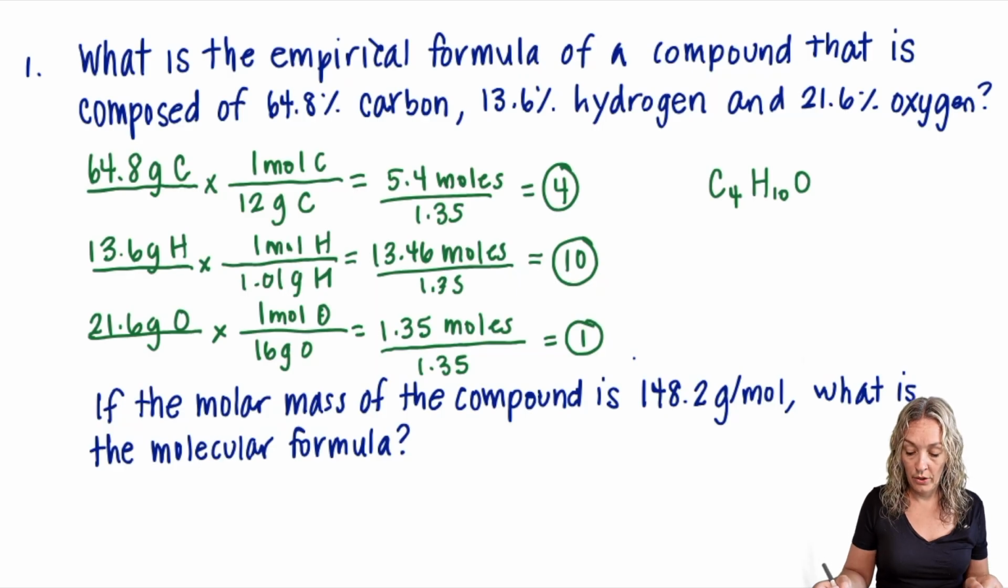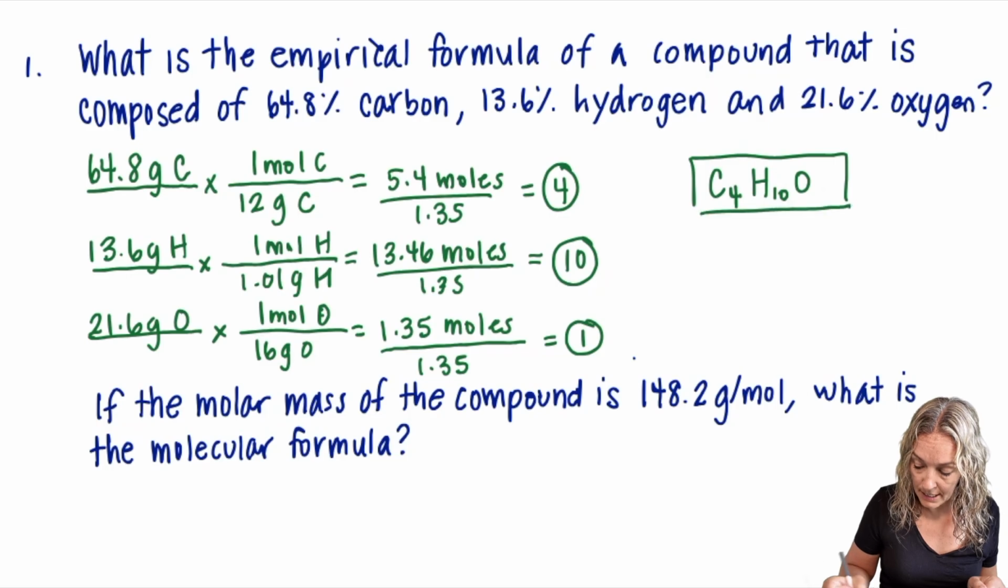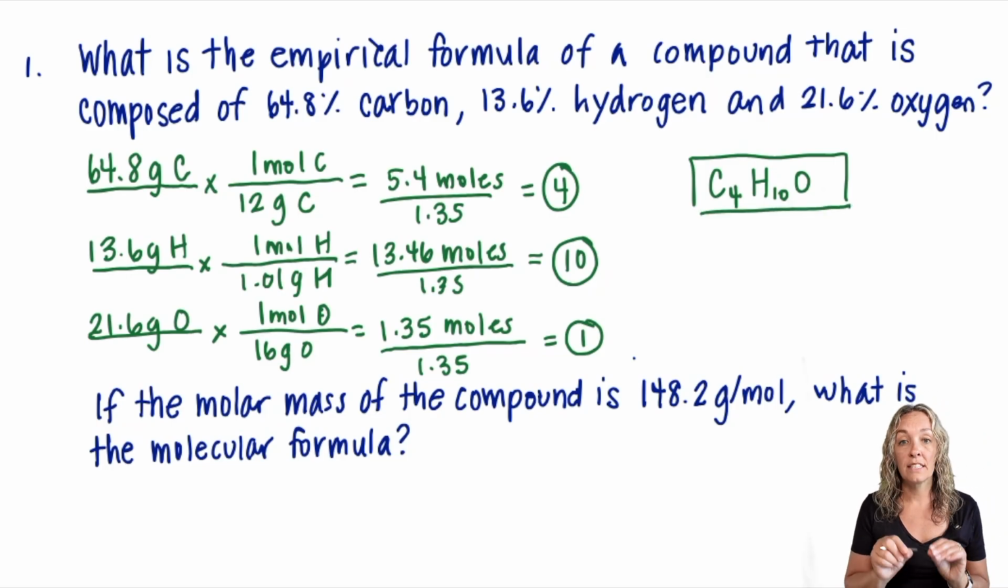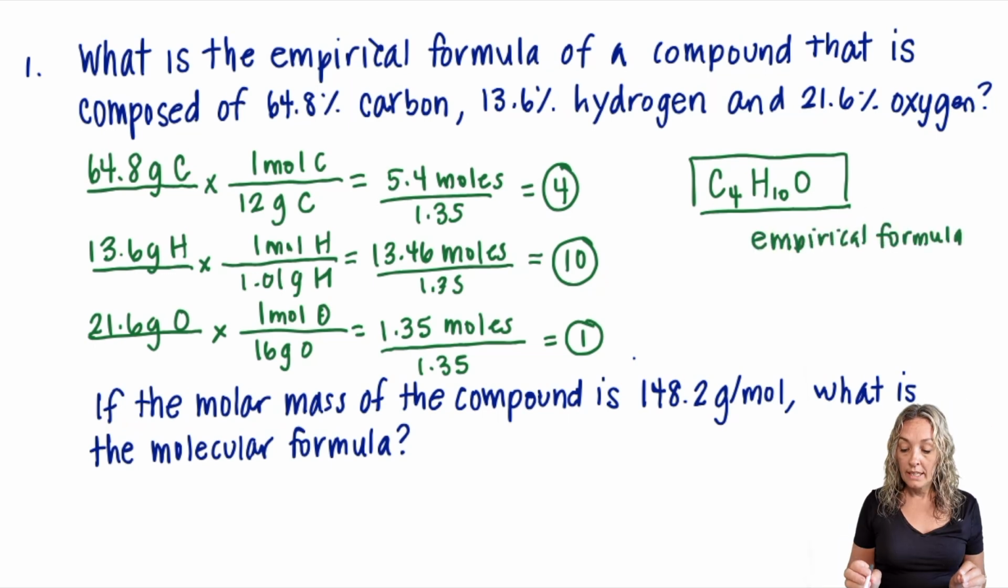I don't need to write the 1 there. This is my empirical formula. So that is the lowest whole number ratio that we can get for each of the elements in the compound in the unit of moles. We have our empirical formula. We need to figure out our molecular formula.